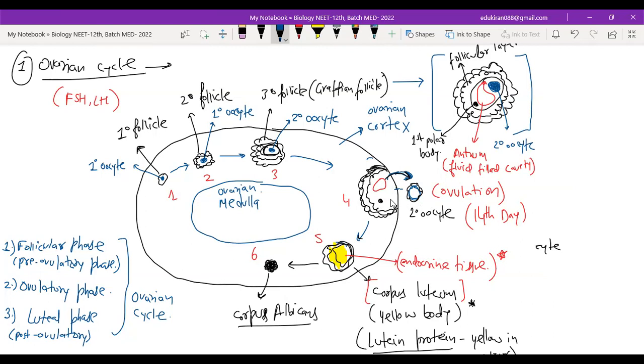It is a glandular tissue. Glandular or endocrine tissue is a similar thing, also known as glandular tissue, which secretes hormones. So it is a glandular tissue which secretes female hormones: progesterone, estrogen, relaxin, inhibin. It secretes female hormones.